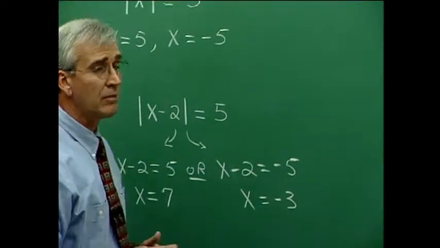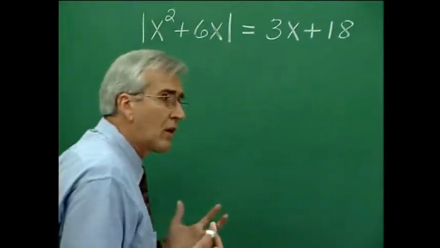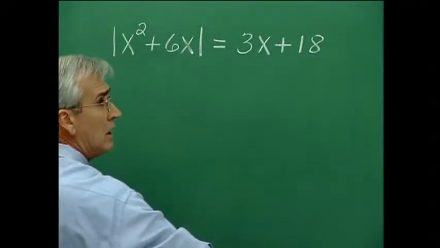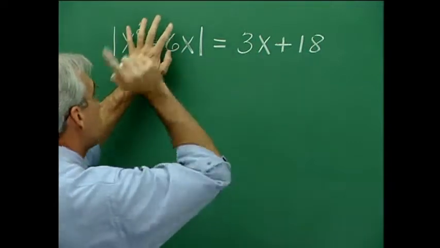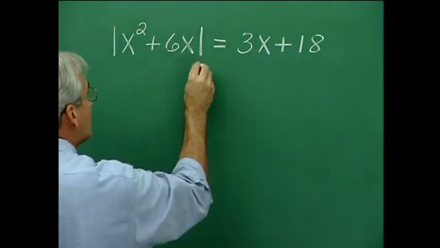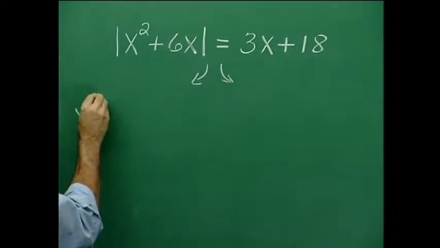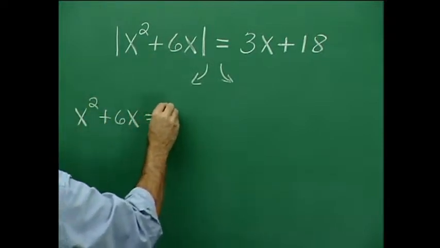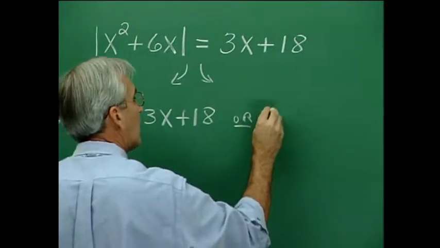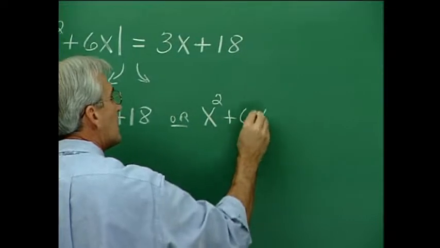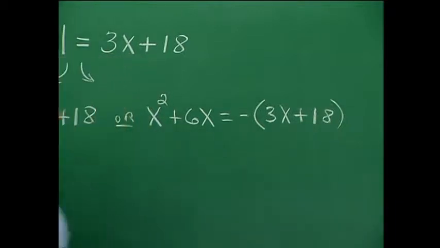Even when the equations get complicated like this, we can follow the same tactic. That is, we can think to ourselves, to make this true, the number in here either is the same as that number or the number in here is the opposite of that number. So we split into our two cases then like this. We say either it's the case that x squared plus 6x is equal to 3x plus 18, or x squared plus 6x is the negative of 3x plus 18. And now solve the two equations.